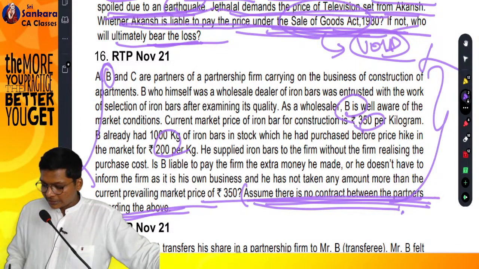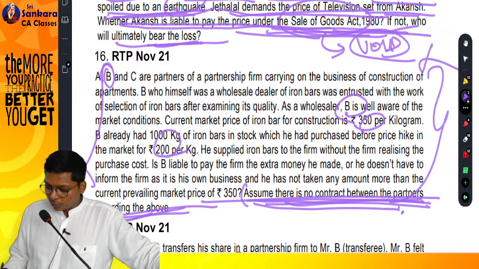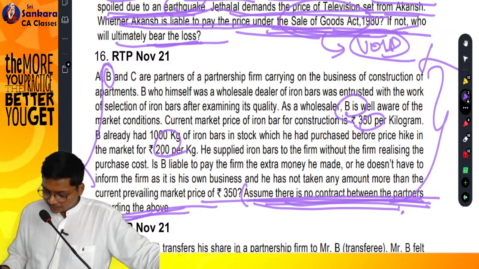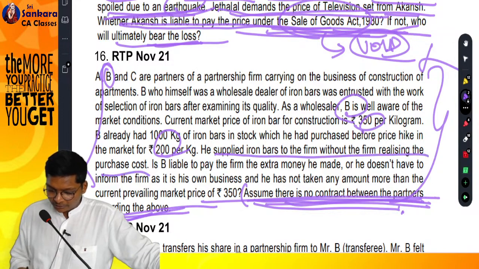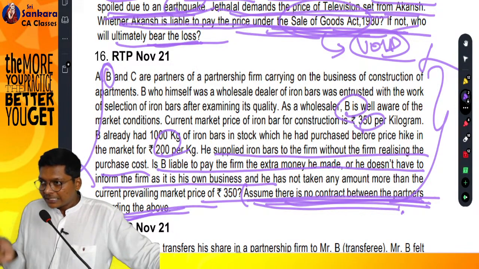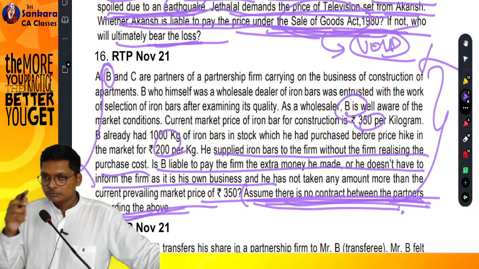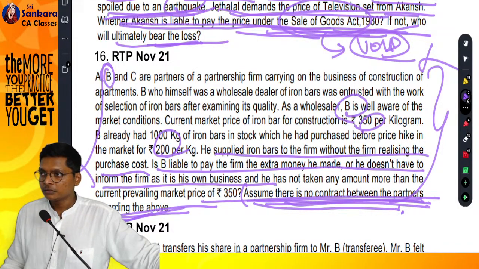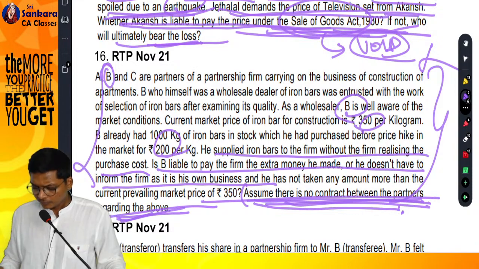That is, there is no contract between the parties. Above that, the other doubt is, he supplied iron bars without the firm realizing the purchase cost. Is B liable to pay the extra money he made, or doesn't he have to inform the firm? He's saying the second business he has, he's not informing the firm. Secret profit is a danger. You will not inform. Of course, you will return the profit.